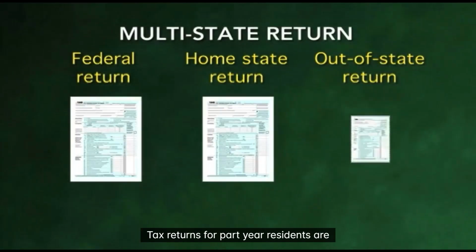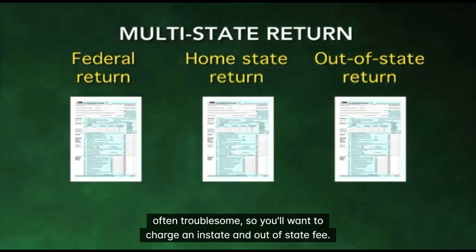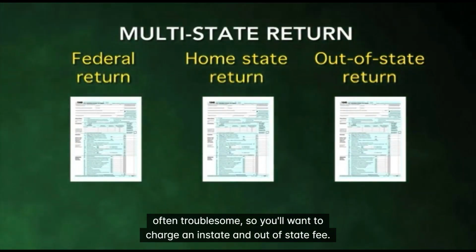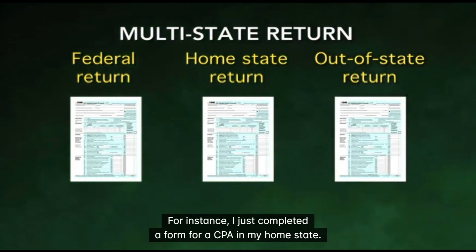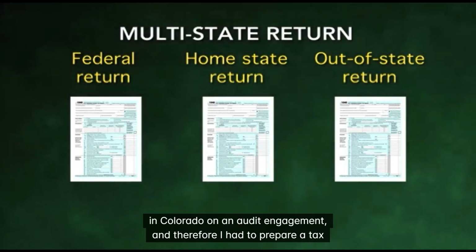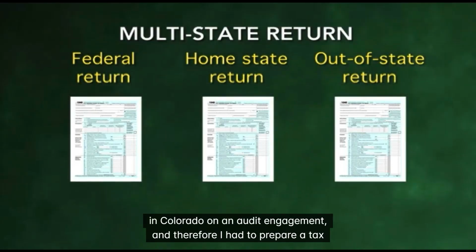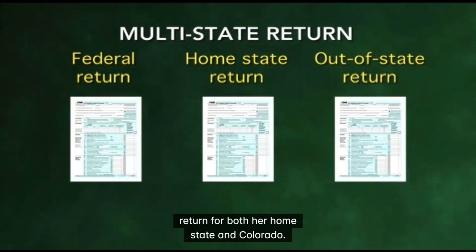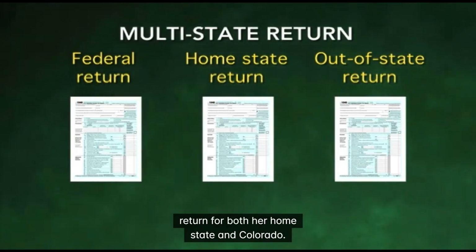Tax returns for part-year residents are often troublesome, so you'll want to charge an in-state and out-of-state fee. For instance, I just completed a form for a CPA in my home state. During last year, she spent over a month in Colorado on an audit engagement, and therefore I had to prepare a tax return for both her home state and Colorado.